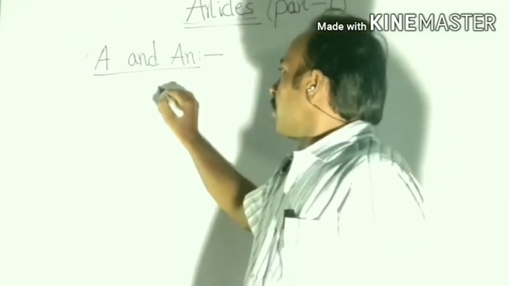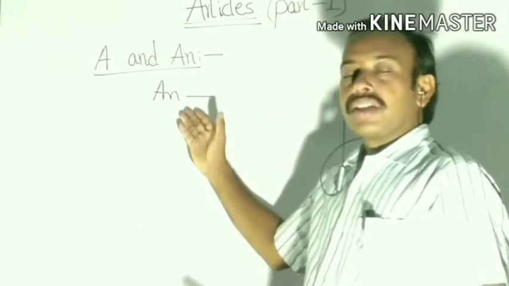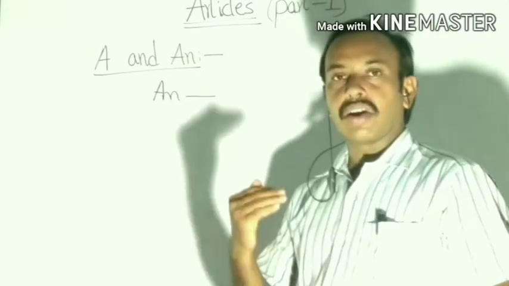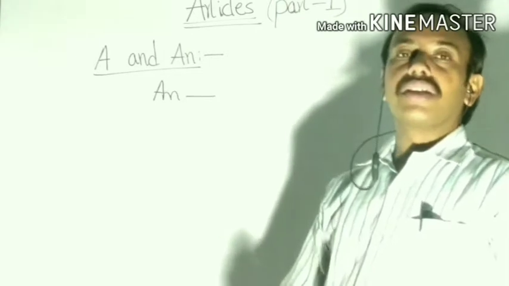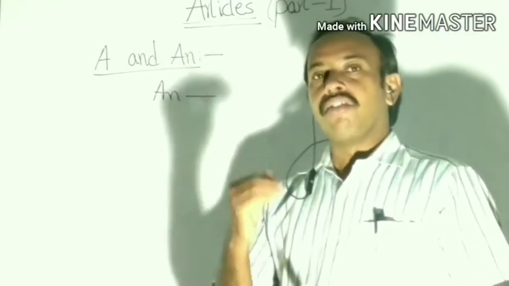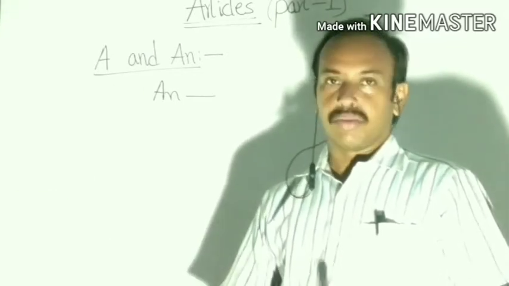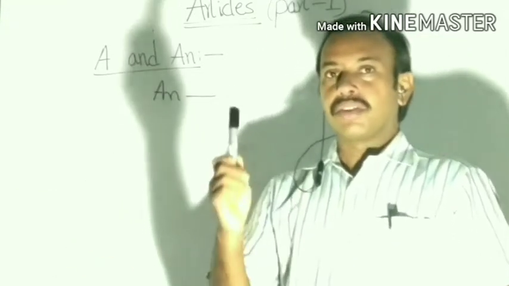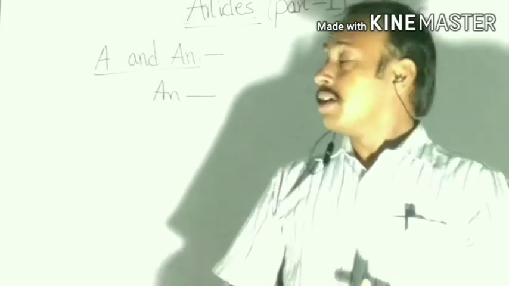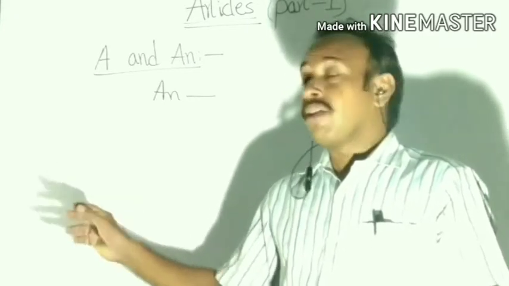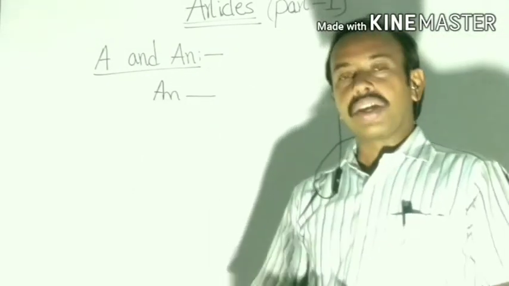After that, when to write a and when to write an. Before singular countable nouns, we use either a or an. Then what are called singular countable nouns? Those nouns which can be counted on our fingers are called countable nouns. For example, pen. We can say by counting, I have one, two pens, he has three pens, she has five pens, like that. Pen, book, cat, dog, man, all these are countable nouns. So, before the singular countable nouns, you should use a or an.